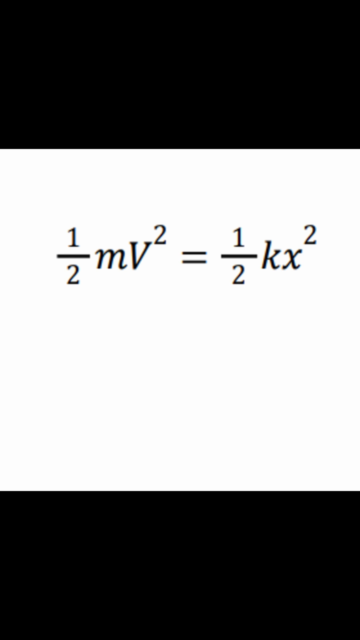1/2 times m times v squared equals 1/2 times k times x squared, where m stands for the mass of the puck, v stands for the velocity of the puck, k stands for the spring constant, and x stands for the maximum compression of the spring.